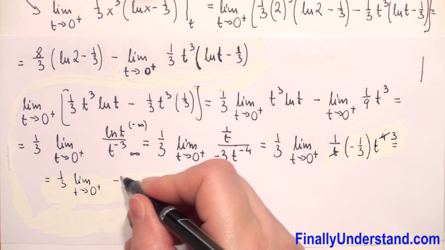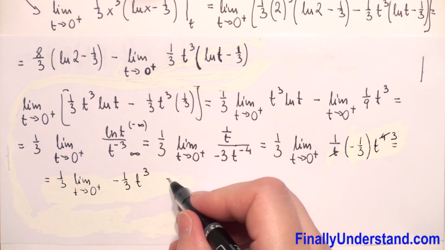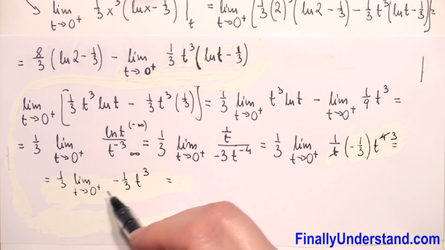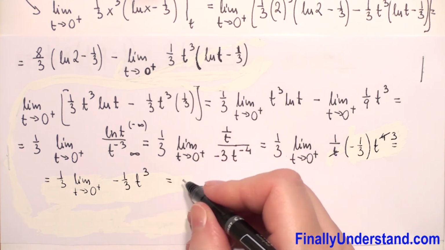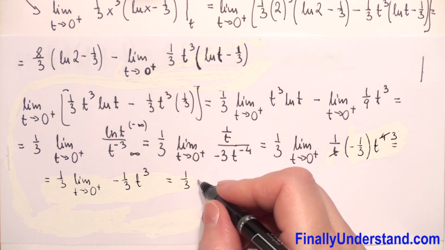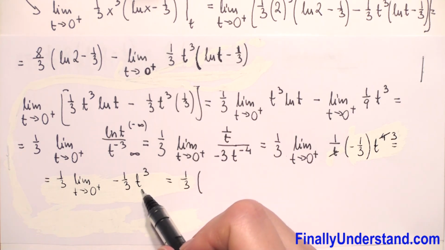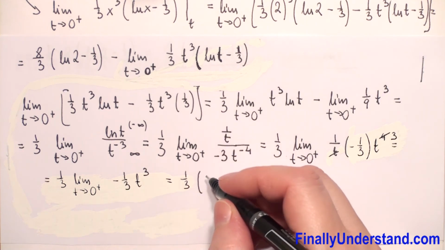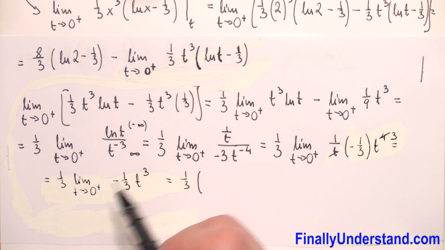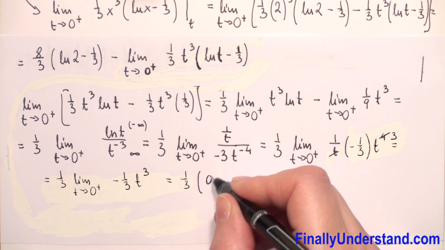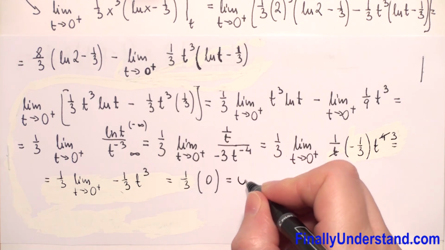So we have negative 1/3 t cube. Because we have only multiplication here, so we can substitute t by 0. So we have 1/3 times 0 to 3rd power is 0 times negative 1/3 will be 0. So we have a limit as t goes to 0 from right side is 0 of this expression. So 1/3 times 0 is 0.